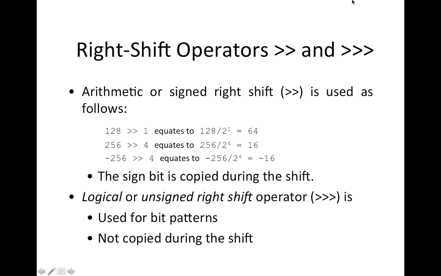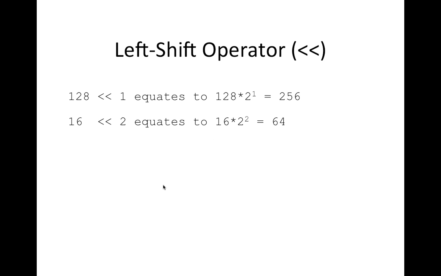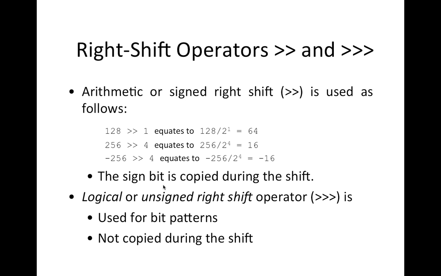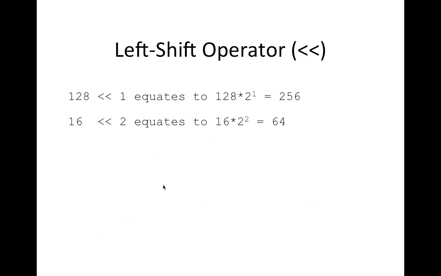So logical or unsigned right shift operator. Unsigned right shift is like when you do a right shift, you may have to maintain the sign of it, if it is minus or plus and all that. If it is unsigned right shift, you're not going to maintain any sign there. So it is used for bit patterns, not copied during the shift. So logical or unsigned right shift operators actually don't carry the sign. I mentioned it, right? Fine. Left shift operators, we saw that already.